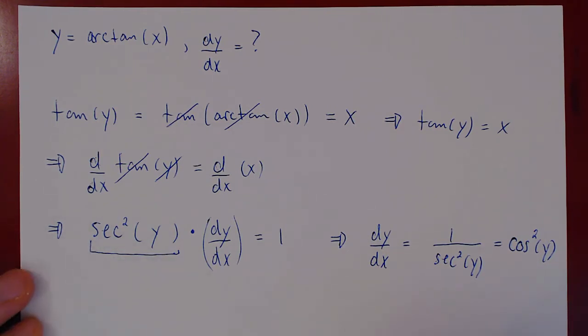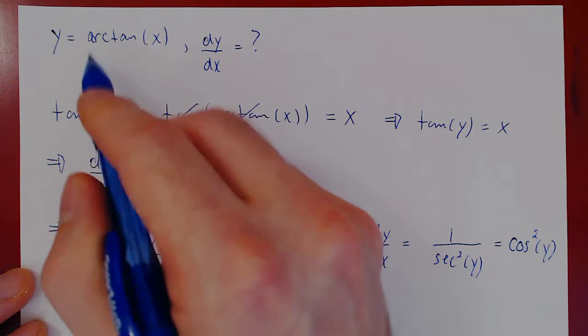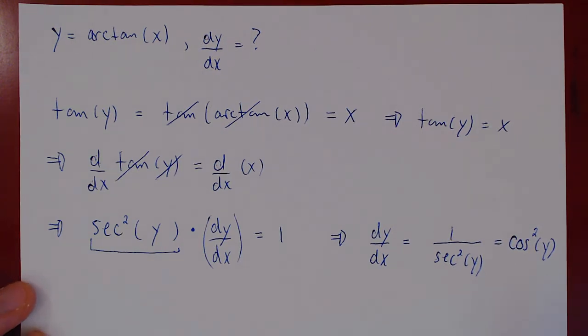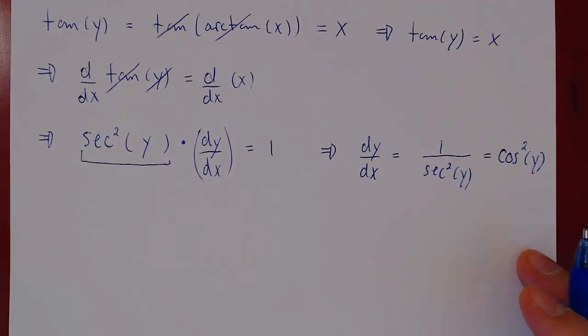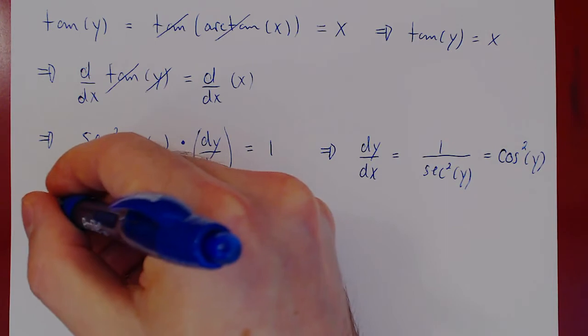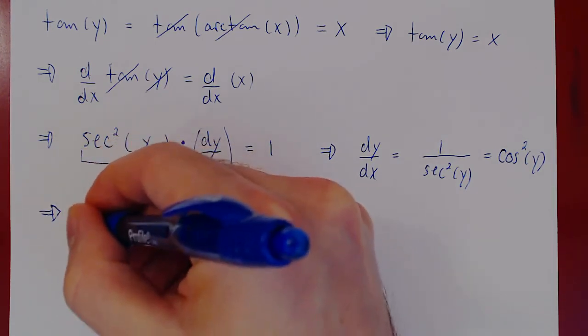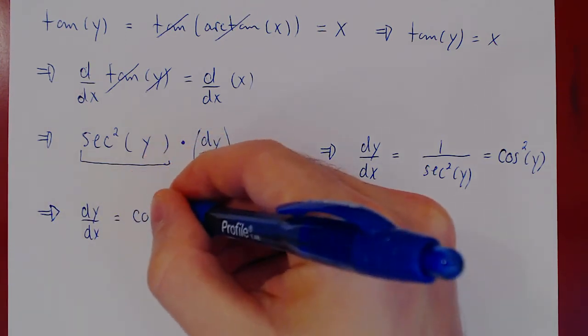So now we have the derivative of y with respect to x. So we have the derivative of arctangent of x, but once again, not as a function of x, but as a function of y. So we'll use the same trick, building a right triangle, to convert the answer here back to a function of x. Let's just rewrite what we have so far. The derivative of y with respect to x is cos squared of y.